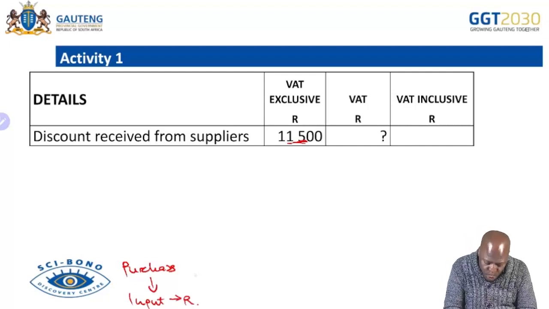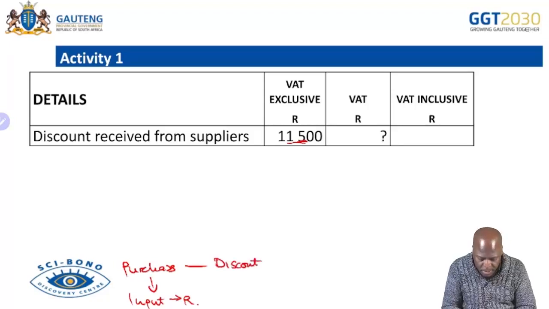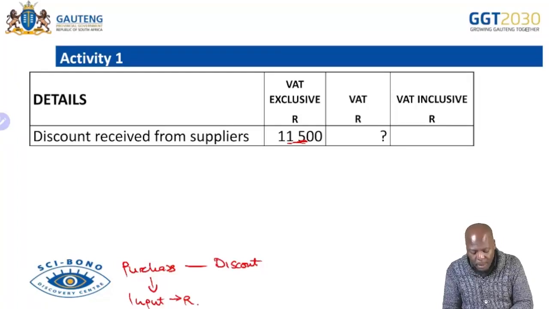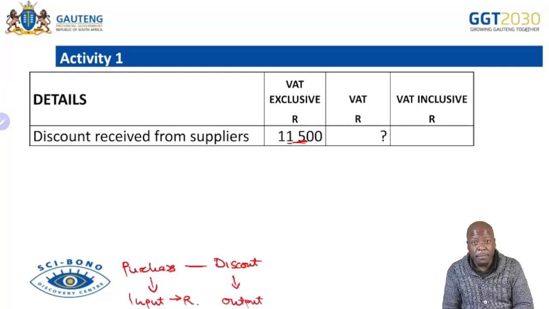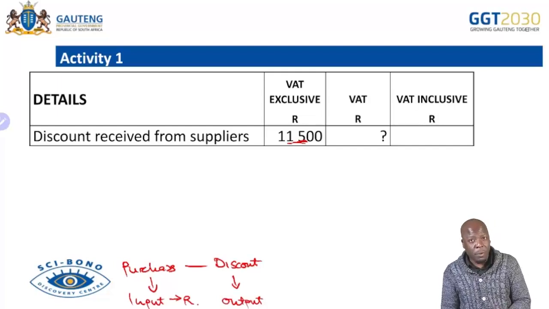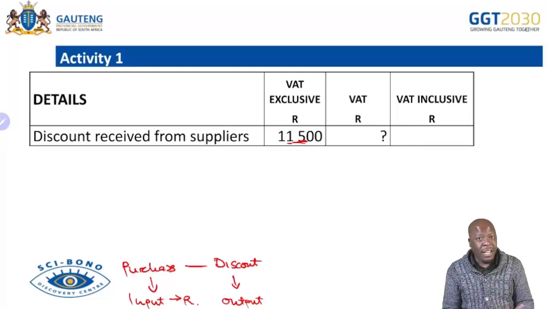Now, the moment you get discount, it means you are coming to reduce your input VAT. I want you to follow that. The moment you get discount, it is coming to reduce your input VAT. So the way you can reduce your input VAT is by having output. I'll say it again. Discount only arises after a purchase. And purchases are input. Input is receivable from SARS. And then you are now having a receivable from SARS.